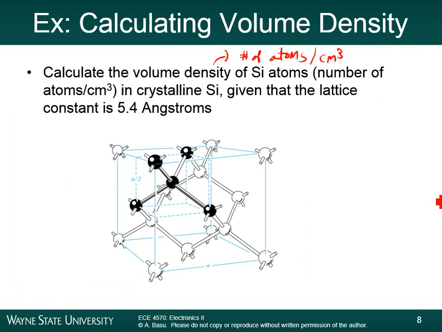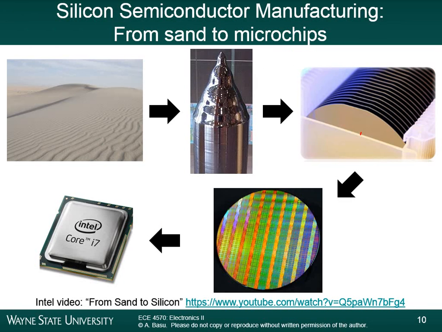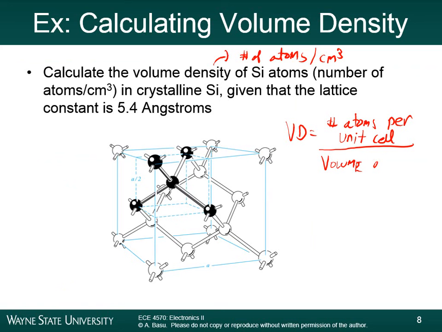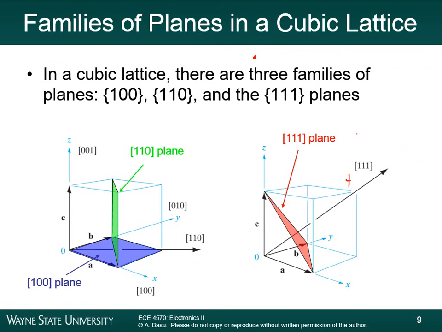All right, so what I'd like you to figure out, volume density is the number of atoms. This is the way that you figure out: number of atoms per unit cell divided by the volume of the unit cell.